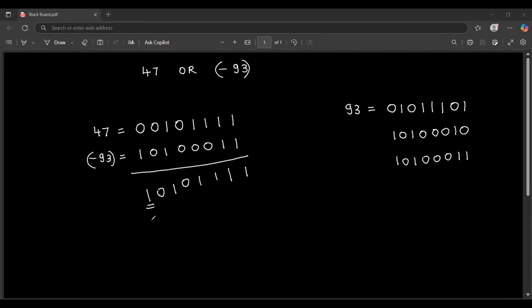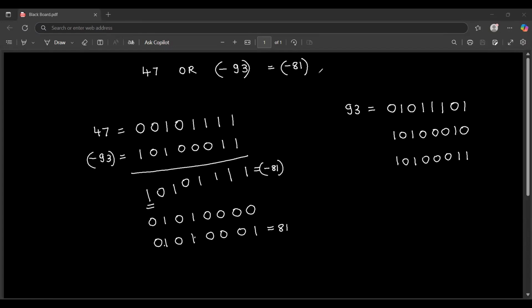So you have to first of all find the 1's complement: 01010000. Add 1 to this, so it will be 01010001. So what is it? 64, 80, 81. So this is equal to 81, which means this is equal to -81. So the bitwise operation 47 OR -93 gives -81.